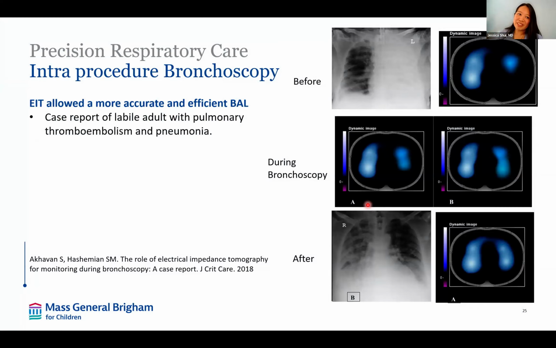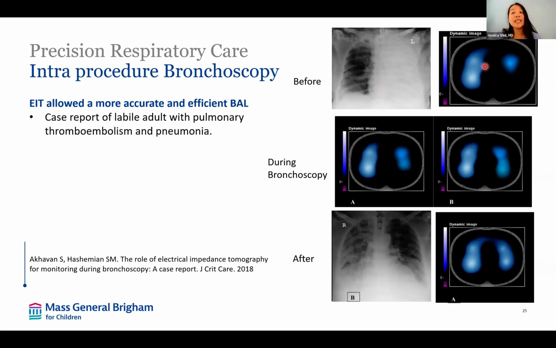This is an example of an adult patient with pulmonary thromboembolism and pneumonia in the left lung, as you see here, who was scheduled to have a BAL, bronchoalveolar lavage. The concern was the patient was so labile, they didn't want to do this invasive procedure multiple times: go in, wash out, remove the bronchoscope, get the X-ray, find out you have to go back in again.